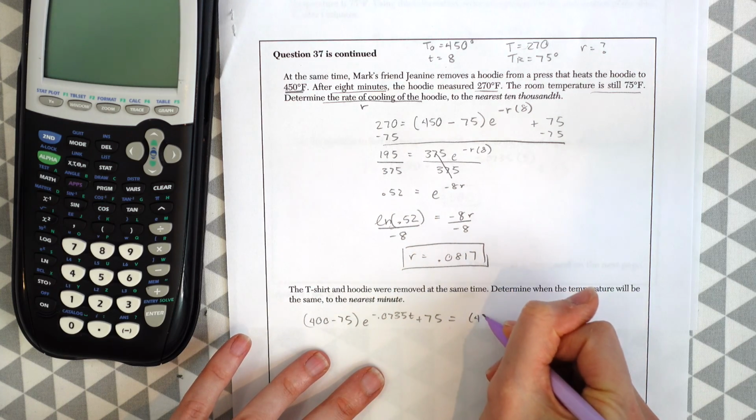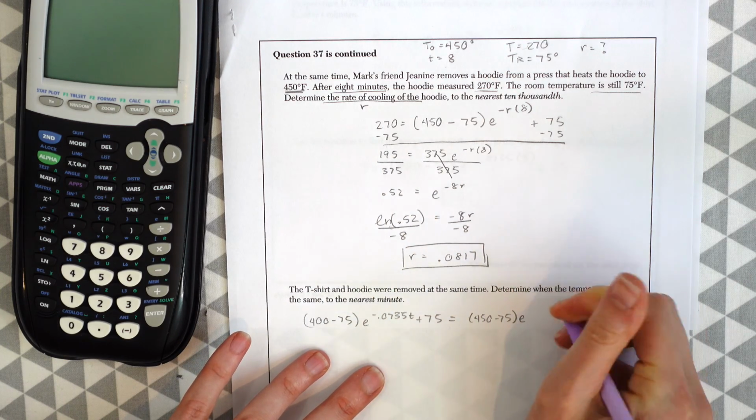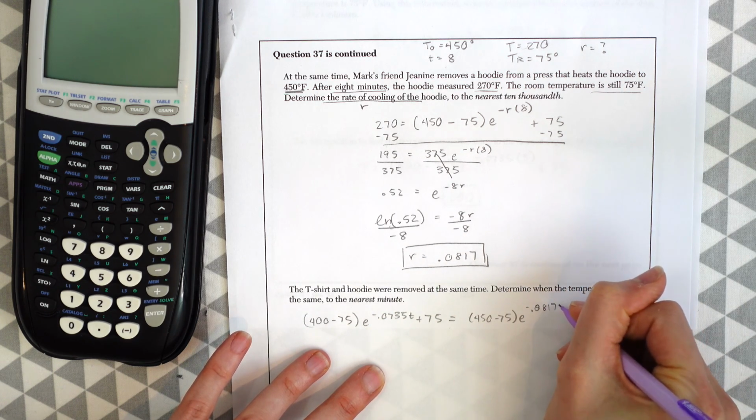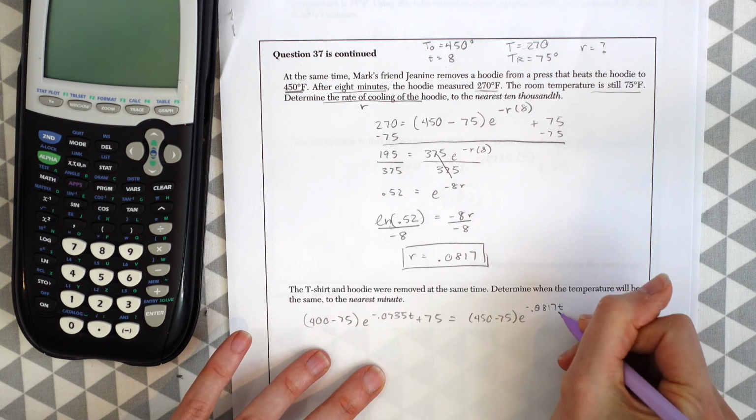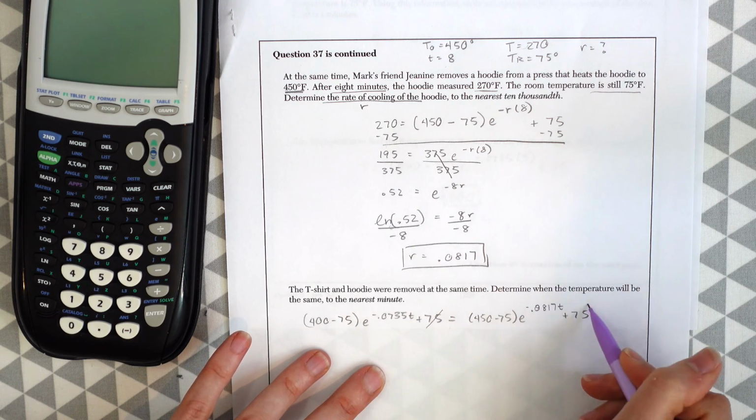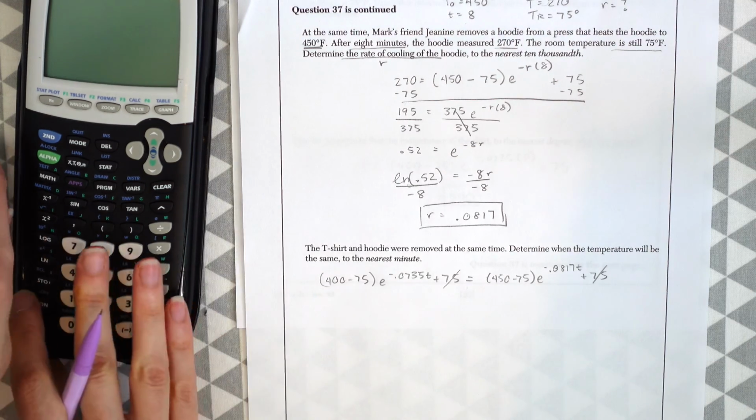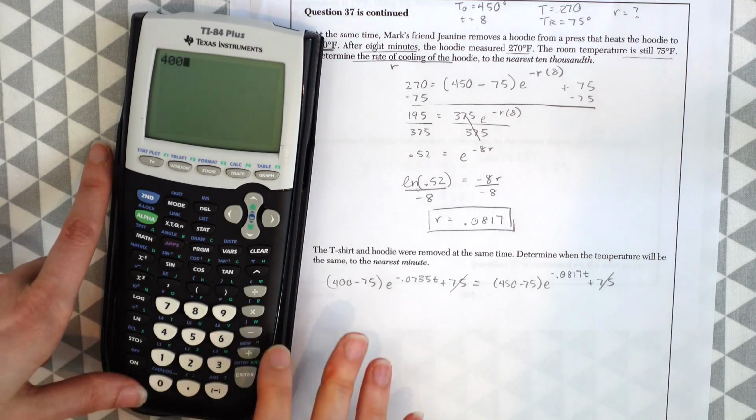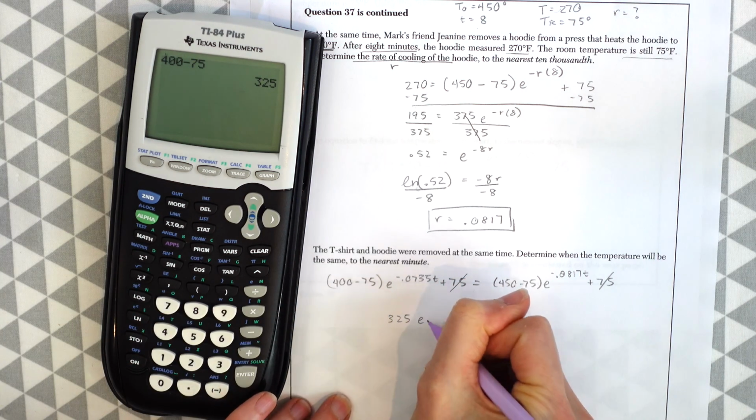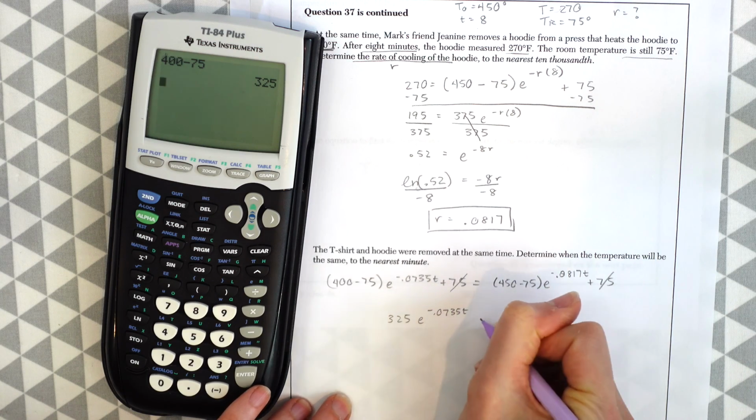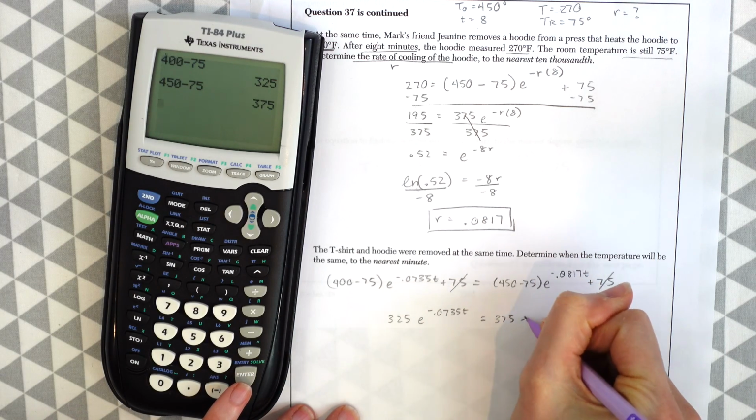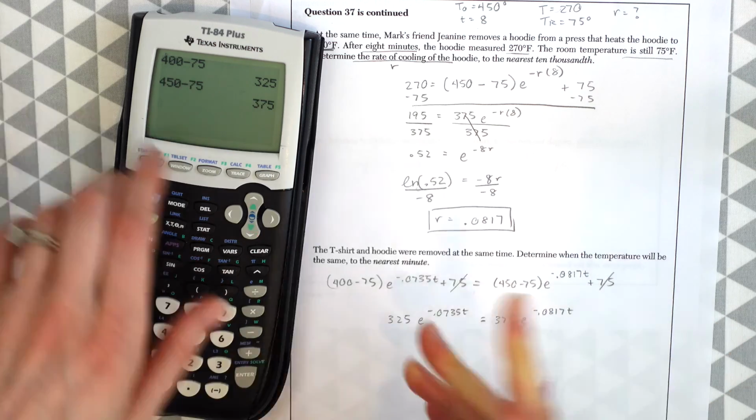So we're going to do the same thing, 450 minus 75 times e, and then now we know the rate is going to be negative 0.0817 t, we want to know to the nearest minute, which is represented by t, and then plus 75. So you can see that these 75s are going to cancel out. And then just to simplify this more, I'm just going to subtract the numbers in the parentheses on both sides. So we get 325 e to the negative 0.0735 t is equal to 375 e to the negative 0.0817 t.